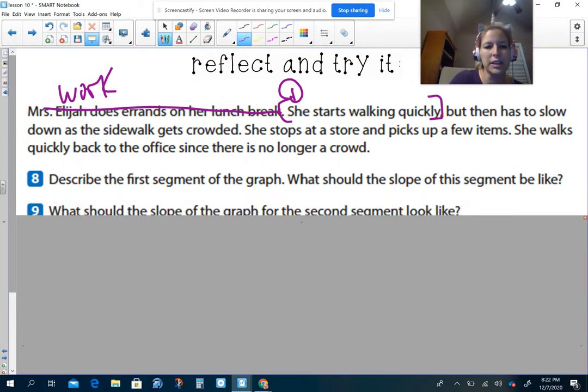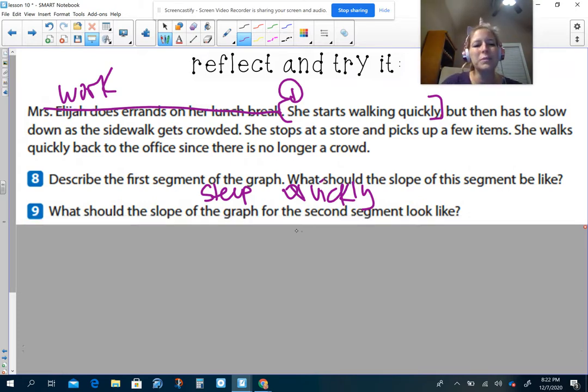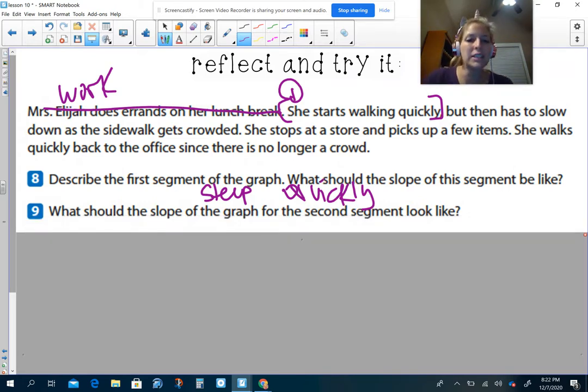Yeah, good. So that one's going to be steep. Okay, because it's quickly, right? Good. Okay, that's a cue. So what's my second? Oh, it says what slope of the graph should the second one look like? So look at the next segment.